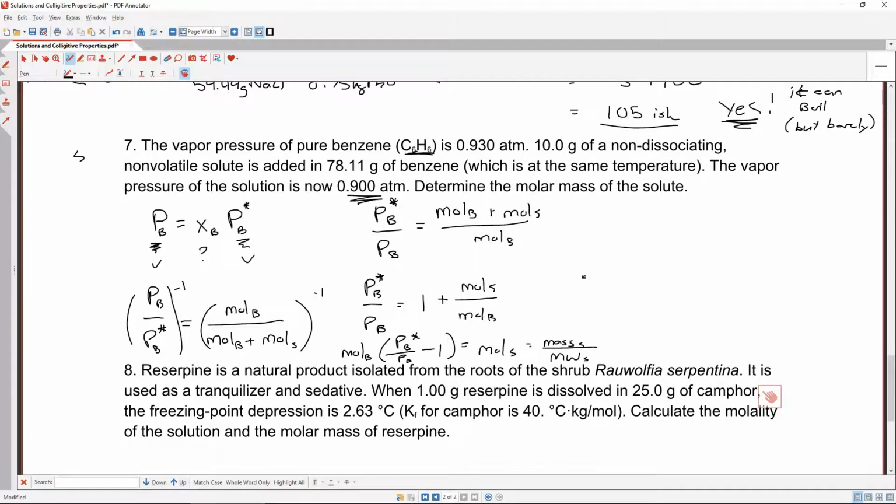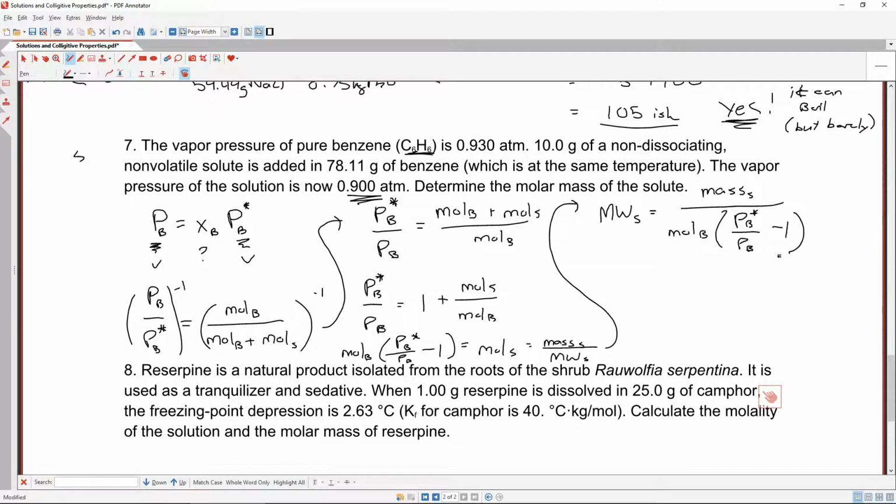So solving for molecular weight, and I'm going this way. The molecular weight of S is equal to its mass divided by moles of benzene times P star B over PB minus 1. Okay, now we can punch stuff in. Cool.